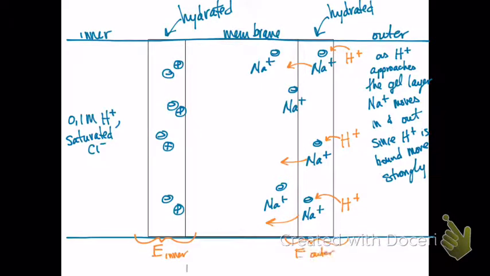Then we see a buildup as this happens. We see a buildup of potential on the outer hydrated layer, we see a buildup of potential in the inner hydrated layer. And the total membrane potential then is the difference between the outer potential and the inner potential. And this is actually used to calculate the concentration of H plus outside.